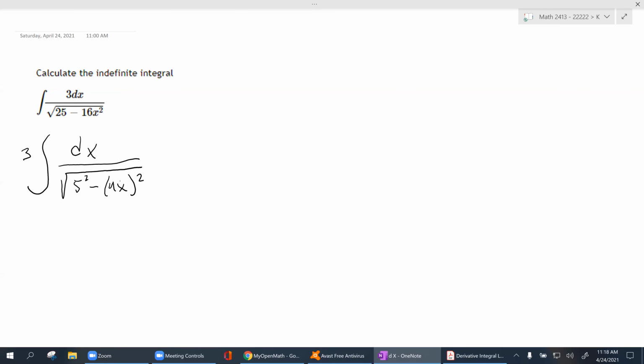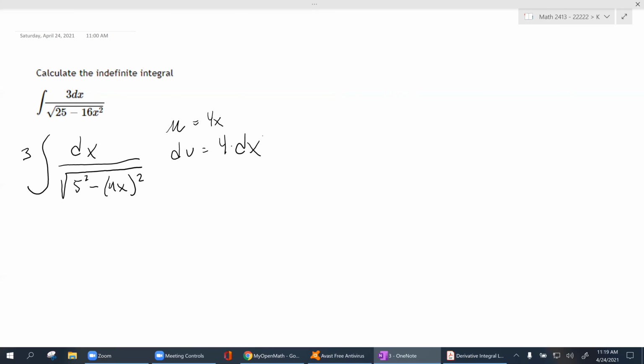That's what I have. Look what's going on here. Whenever you have a coefficient in there, I'm going to want you to go ahead and use u sub. So u is equal to 4x, meaning du is equal to 4 dx.